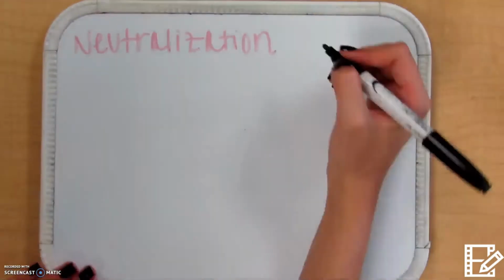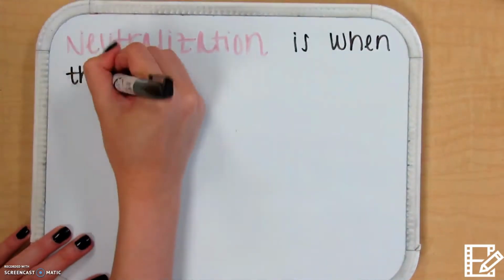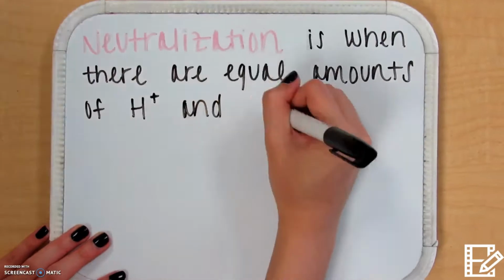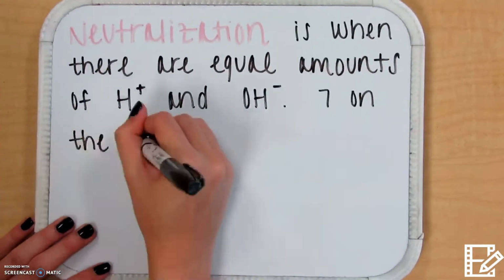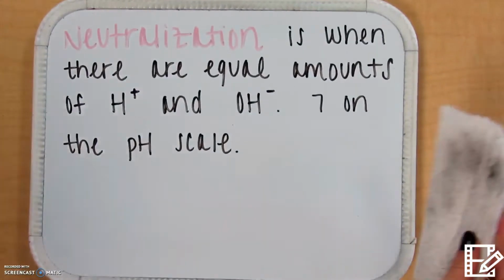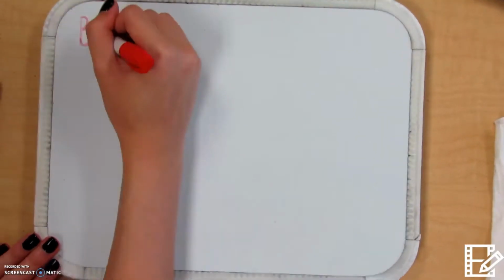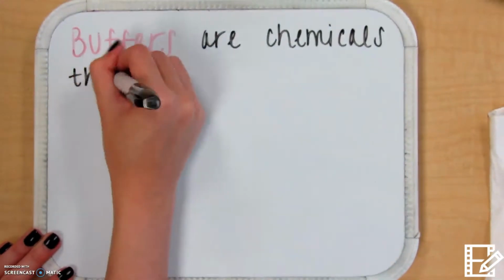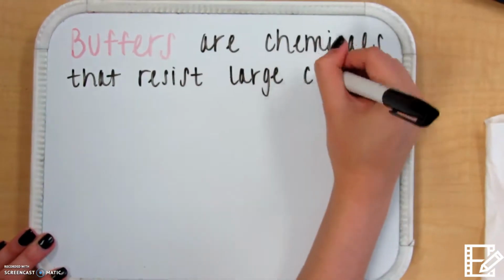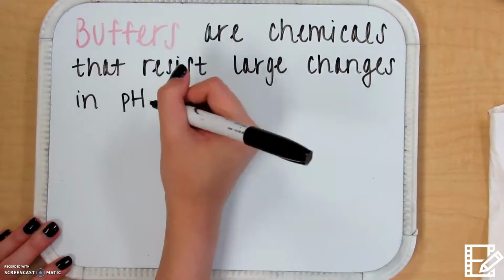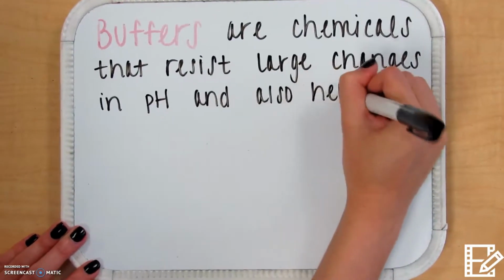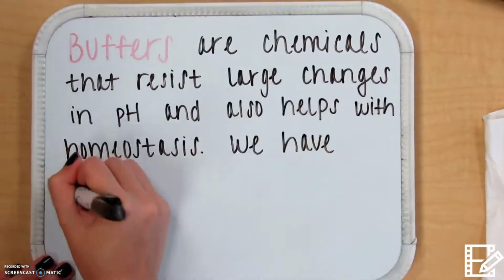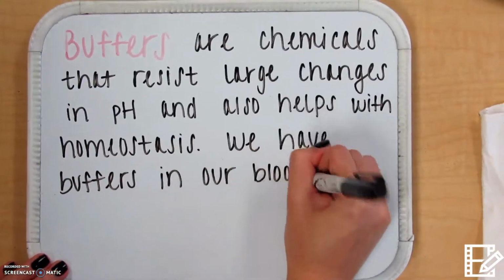Next are neutralization, which is an equal amount of hydrogens and hydroxide ions. And buffers, a chemical that resists large changes in pH and helps with homeostasis. It should be noted that we have buffers in our bloodstream to keep pH stable, and it is heavily regulated by the kidneys and lungs.